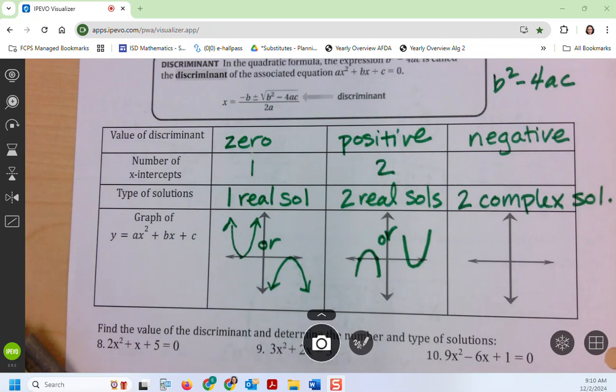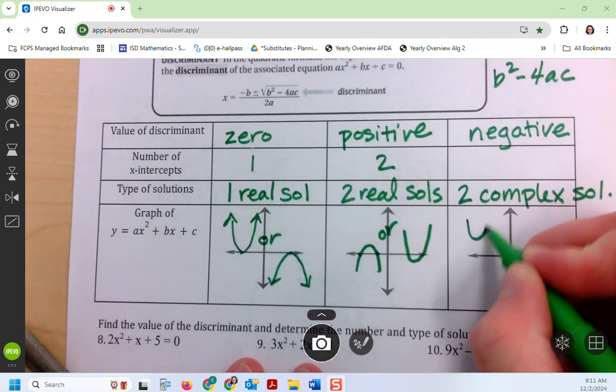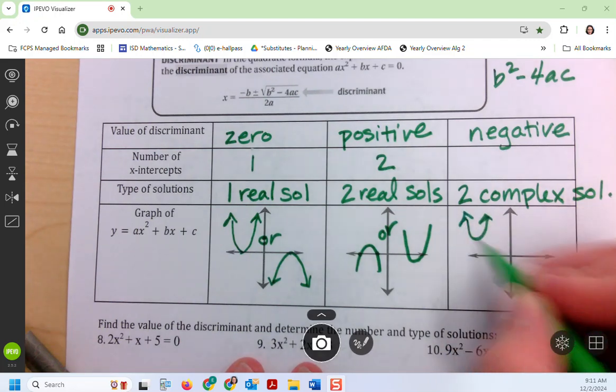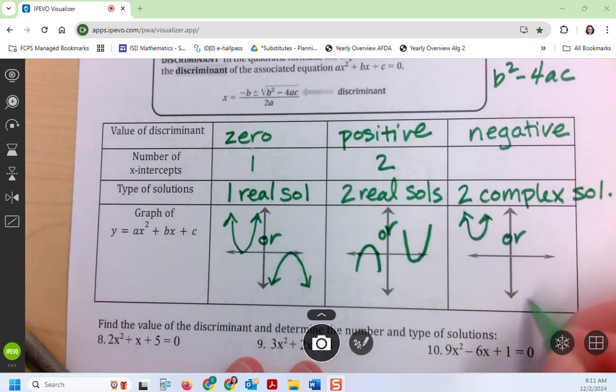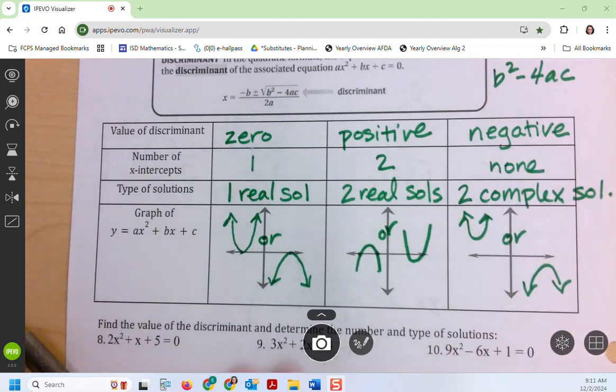So when you have complex solutions, they do not cross the x-axis. So a complex solution would be like this. See how it doesn't cross the x-axis? Or it could be like this. All right, but it's not going to cross the x-axis. And so you have no x-intercepts.